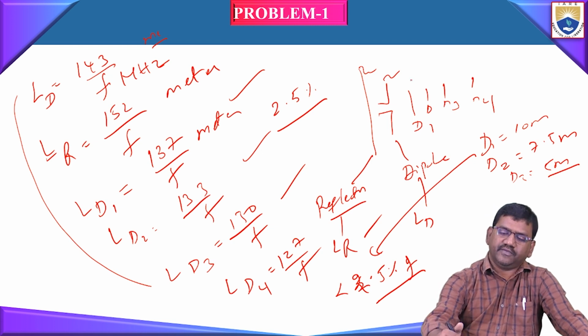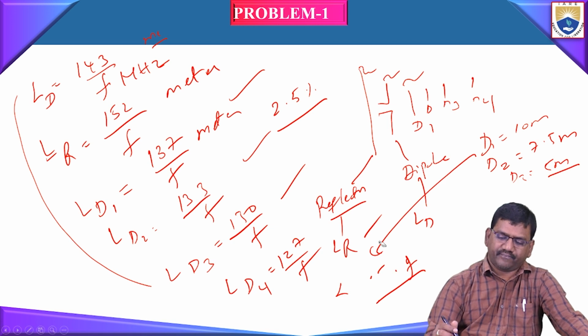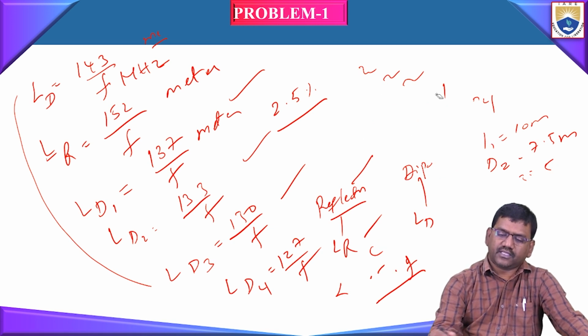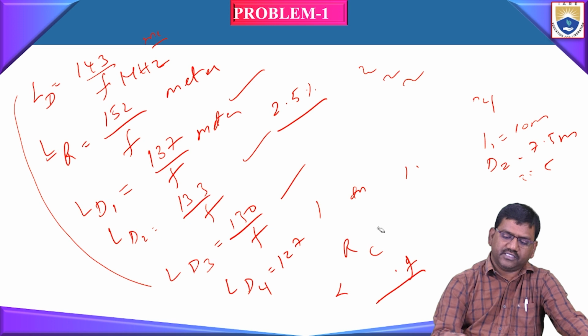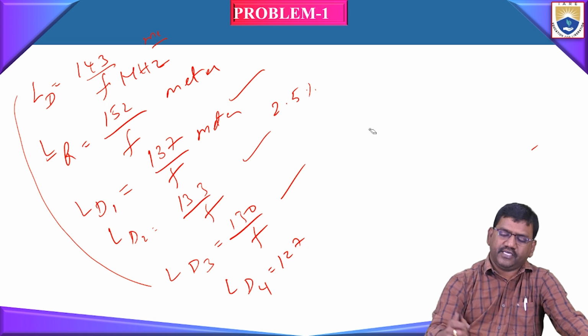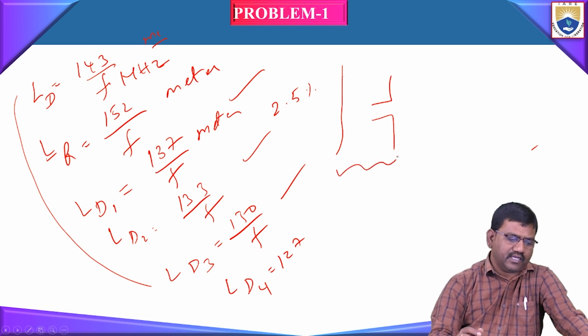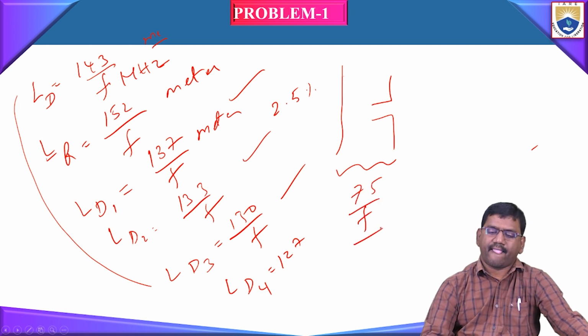So what must be the length between the director 1 and director 2? There are some standard specifications again for us, predefined values here. We need to use those values for the design of the YAGI UDA antenna. If this is the reflector and this is the dipole antenna, this is known as a spacing, and the spacing between the reflector and the dipole is given as 75 by f megahertz.